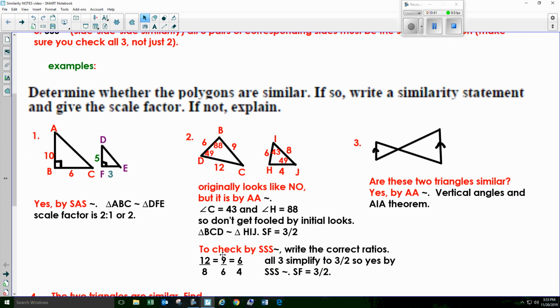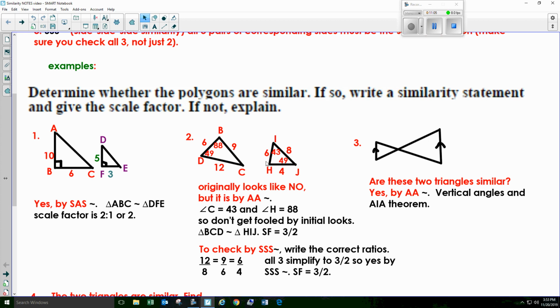So here I have down here to check by SSS, 12 over 8. Middle to middle, 9 over 6, and the small to the small, 6 over 4. If you simplify all of these three ratios, they all simplify down to 3 over 2. So yes, they are similar by SSS similarity.